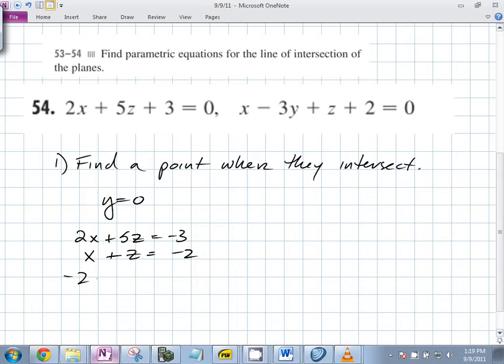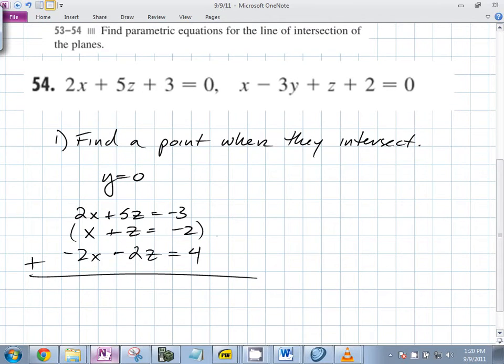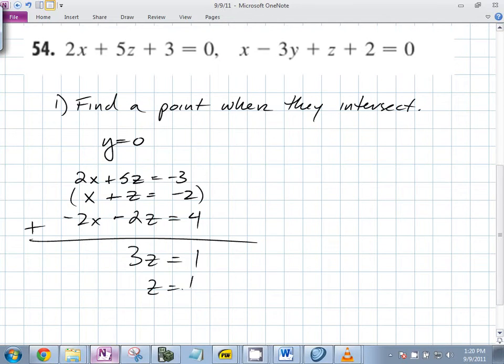So negative 2x minus 2z is equal to 4. Add them together. Not this one right here, but add the top one and that. What do you end up with? Equals what? So z is 1/3. And you know that x plus 1/3 is equal to negative 2. So x is equal to what? Negative what? No. Oh, sorry, negative 7/3.